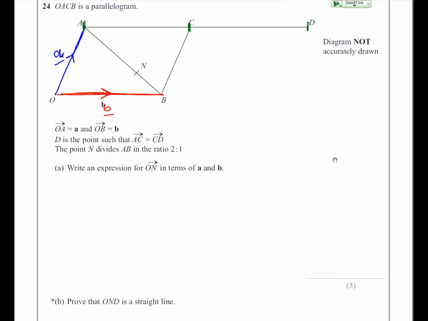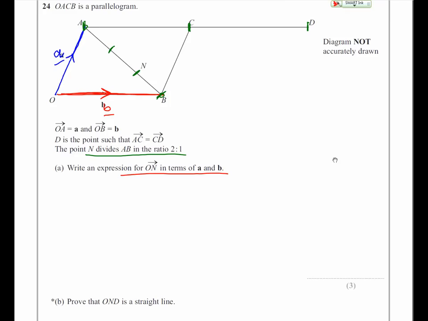The point N divides AB in the ratio 2 to 1. So from A to B, you go 2 across and 1 here. It splits it into 3. They're thirds. Write an expression for ON in terms of A and B.